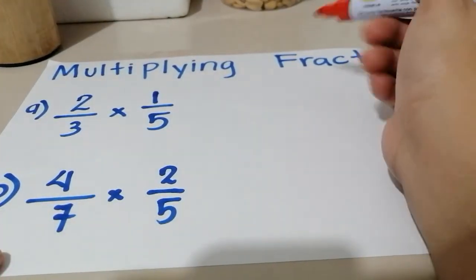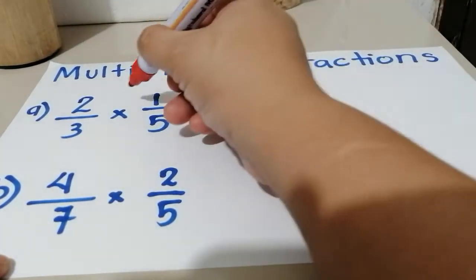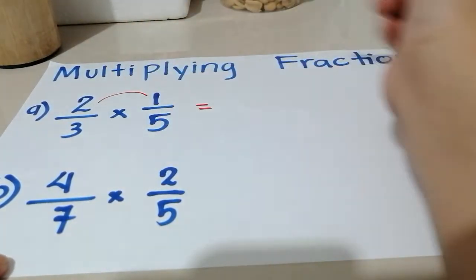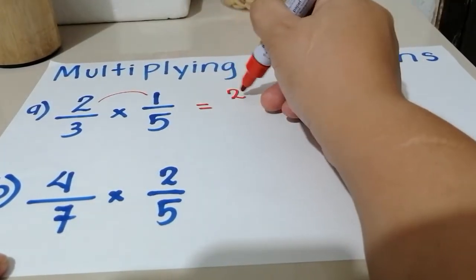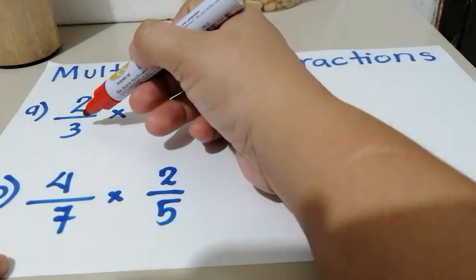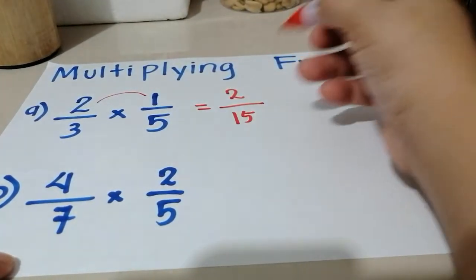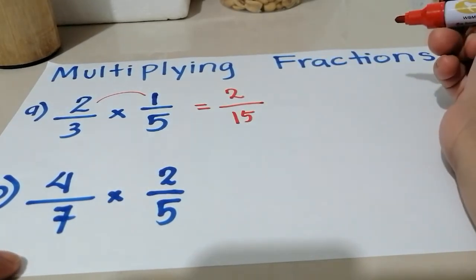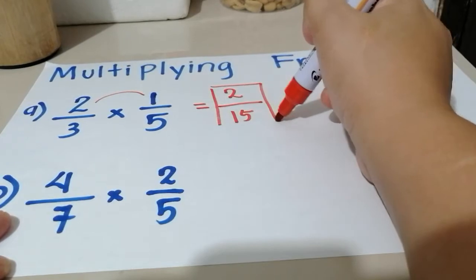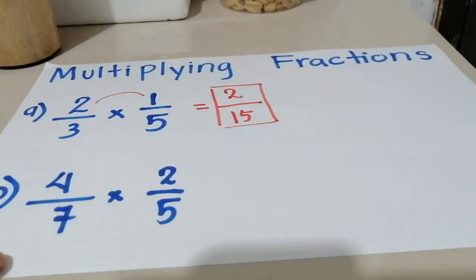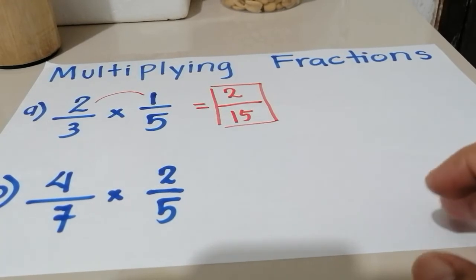So, ang unang-unang gagawin, the rule in multiplying fractions, as I said a while ago, is multiply mo lang numerator times numerator. Okay, so 2 times 1, that will be 2, over 3 times 5, so that will be 15. Okay, so 2/15 is already in simplified form. Why? It's because wala nang number na pwede mag-divide sa 2 at 15 maliban sa 1. Kaya, ibig sabihin in simplest form na siya.